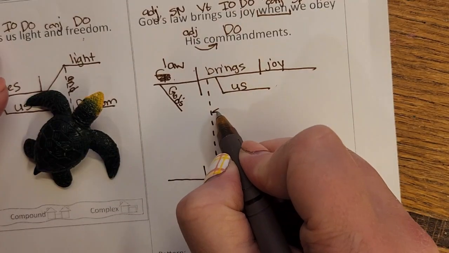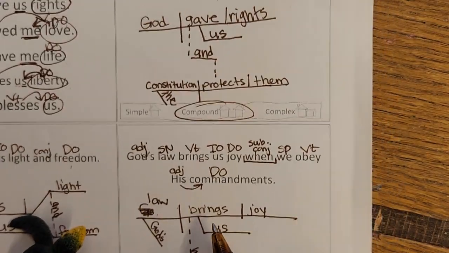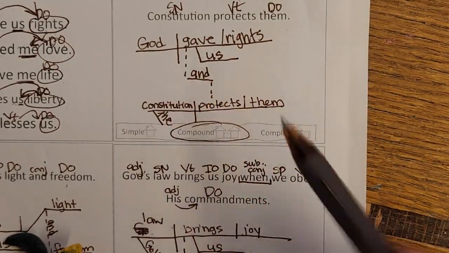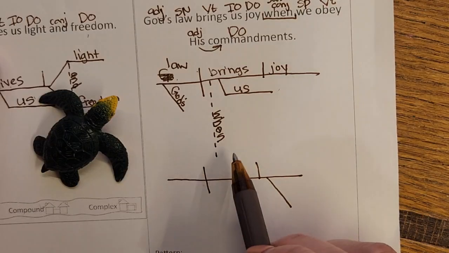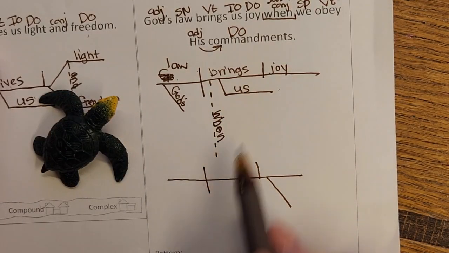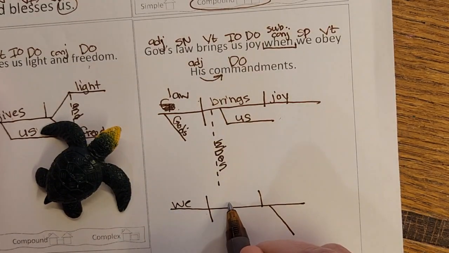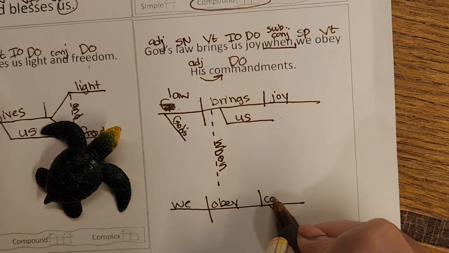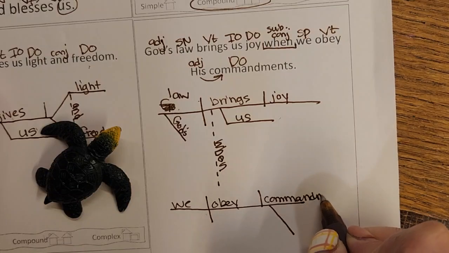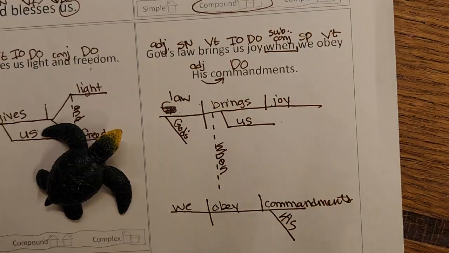And then we're going to put when. The reason it's not on a platform is because it's a subordinating conjunction. See how these are two equal. It's like saying this clause is equal to this clause. But this one is showing that this is below it. We could even do it at a slant if we had space, but we don't really. So, we, what goes here? Obey, and then what goes here? Commandments. His. Awesome, you guys, great job.